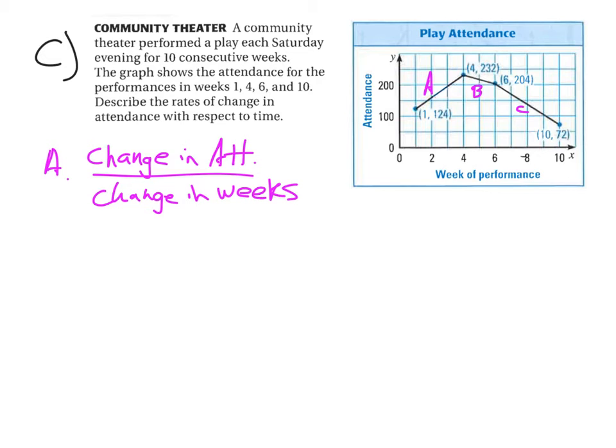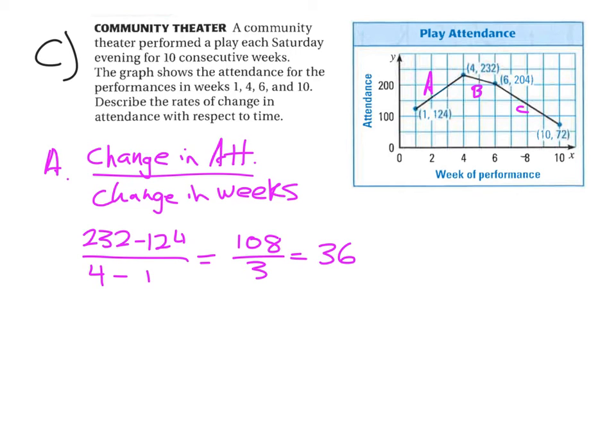Okay, so from week 1, 124, to week 4, 232, we've got to figure out how much the attendance changed. It went from 124 to 232. So to find that, we can just subtract 232 minus 124. And then for the change in weeks, the fourth week had 232 people, and the first week had 124 people. So now we can just subtract, and we get 108 in the numerator, we get 3 in the denominator.